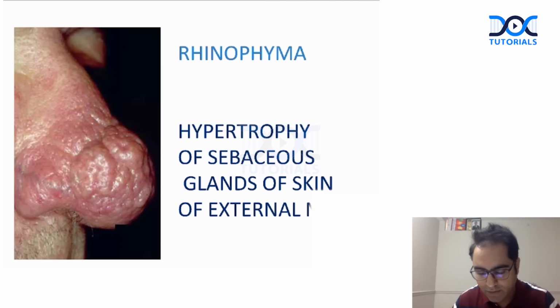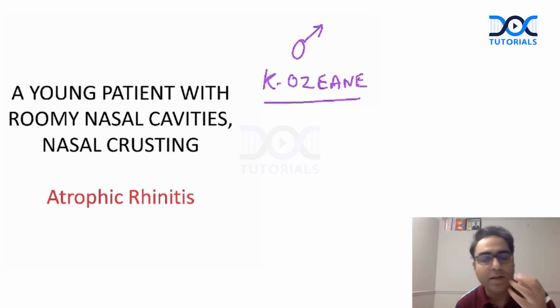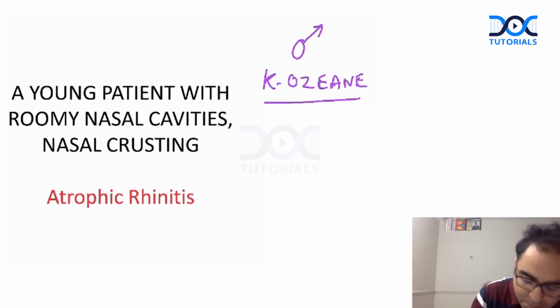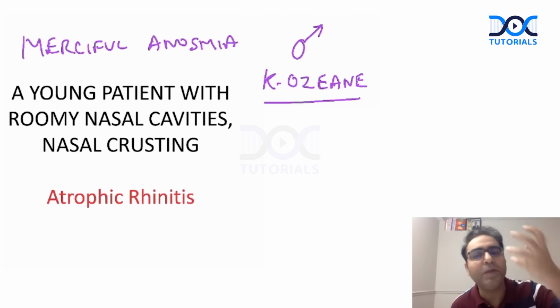Now, let us do a clinical scenario. A young patient, mostly a female, generally they give a female, with a roomy nasal cavity, nasal crusting, and bad smell from the nose. Absolutely, it's a case of atrophic rhinitis. My dear friend, I'm sure you remember, atrophic rhinitis is more common in females. It is also called ozena. And the bacterium to be remembered as the culprit is Klebsiella ozaenae. There's a bad smell from the patient, but the patient has anosmia. So this is called merciful anosmia. Don't forget, merciful anosmia is a feature of atrophic rhinitis. The patient emits a bad smell, but the patient cannot smell anything.